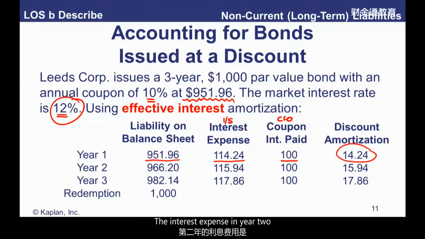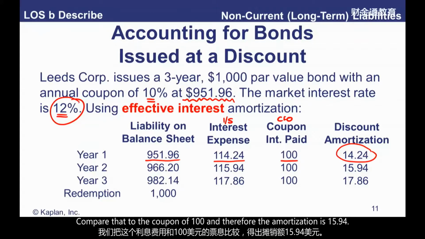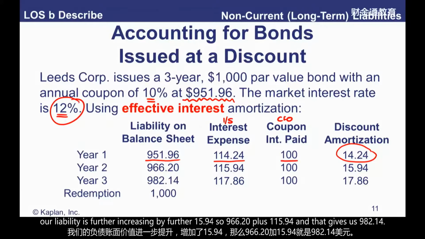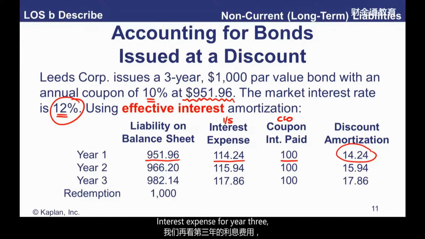The interest expense in year two, 12% of 966.20, gives us $115.94. Compare that to the coupon of 100, and therefore the amortization is $15.94. So at the end of year two, beginning of year three, our liability increases by a further $15.94. So 966.20 plus $15.94, and that gives us our 982.14.